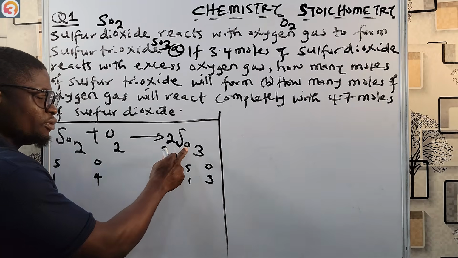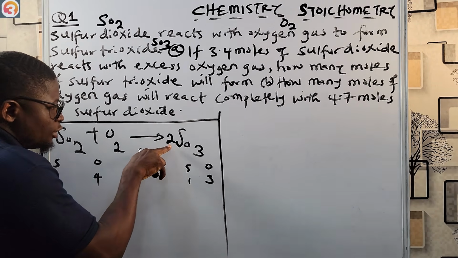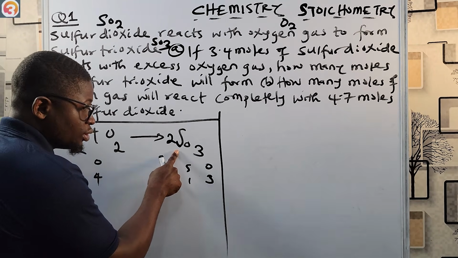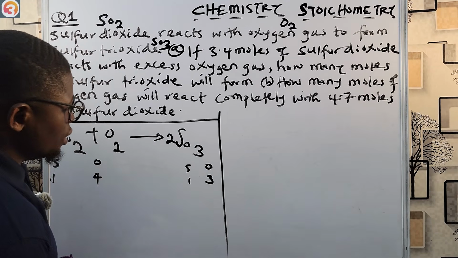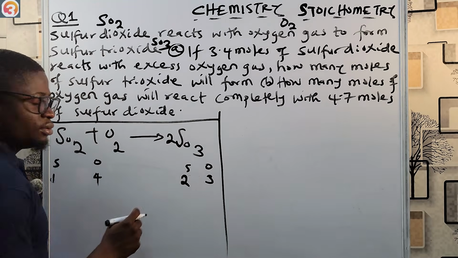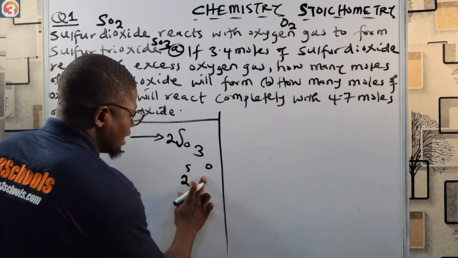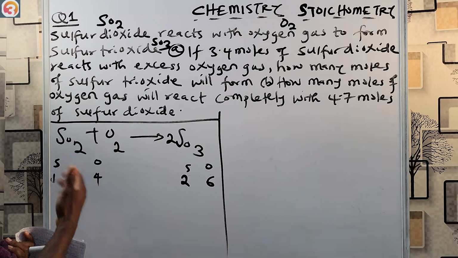If we add 2 here, how many atoms of sulfur do we now have? This is 2 molecules of sulfur trioxide. So that means there are 2 atoms of sulfur and 2 times 3 atoms of oxygen. Understand that? 2 atoms of sulfur, 2 times 3 atoms of oxygen. After adding 2, we have 2 atoms of sulfur. How many atoms of oxygen do we now have here? We now have 6 atoms of oxygen.